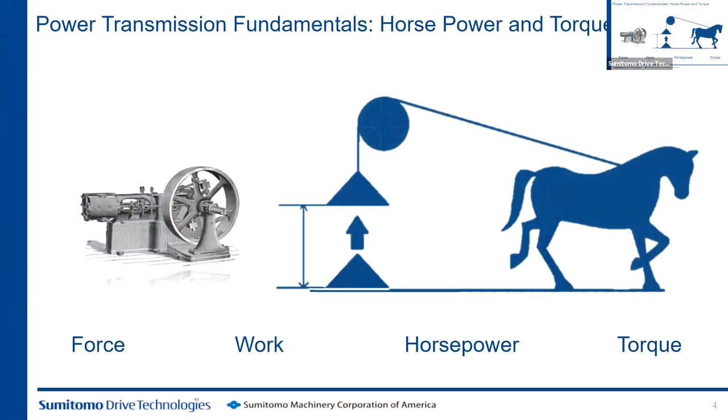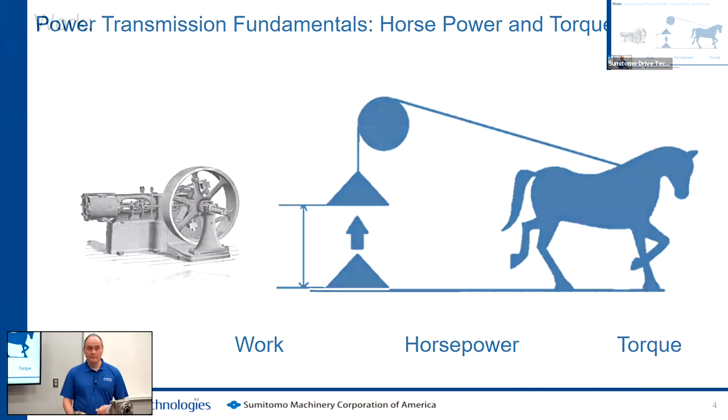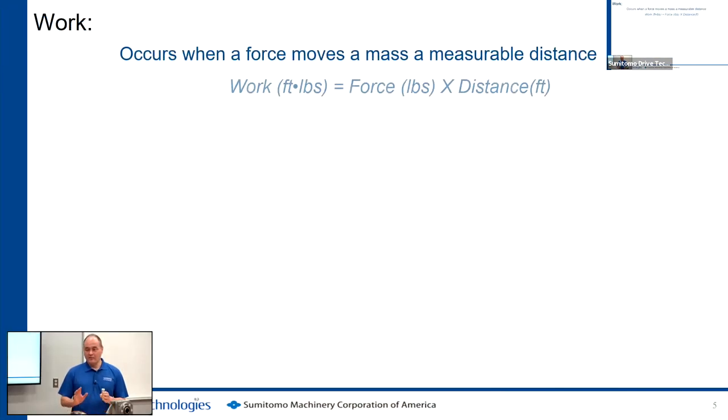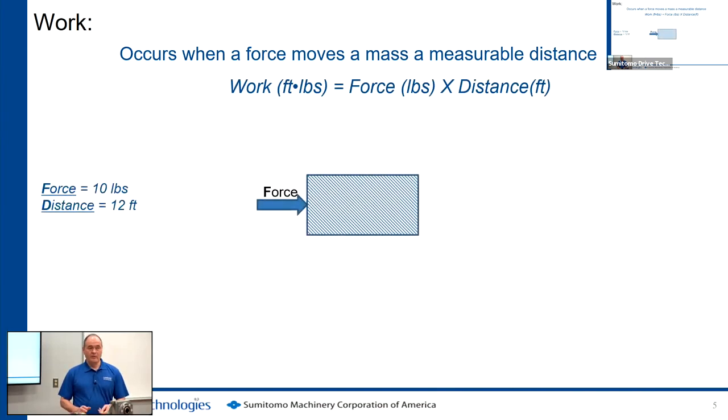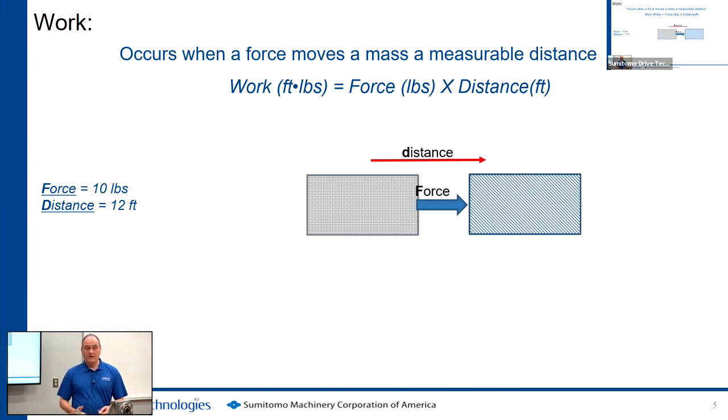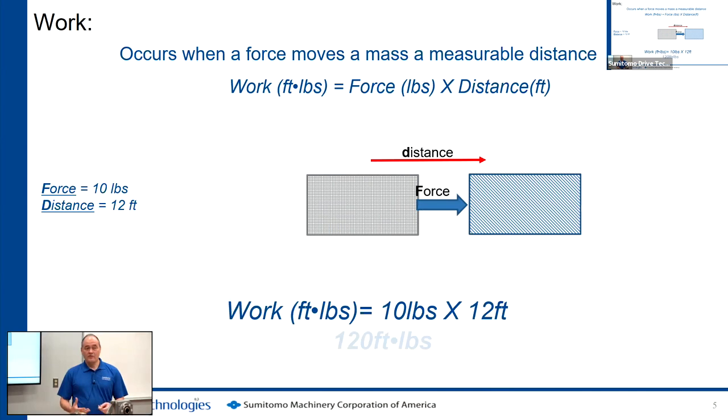So we're going to start out by talking about some of the basics of force and work and torque and how they relate to power and horsepower. So fundamentally, work is applying a force against something and moving it a distance. So for example, if you apply a force of 10 pounds against a block and you move a distance of 12 feet, then you've done 120 foot-pounds worth of work.